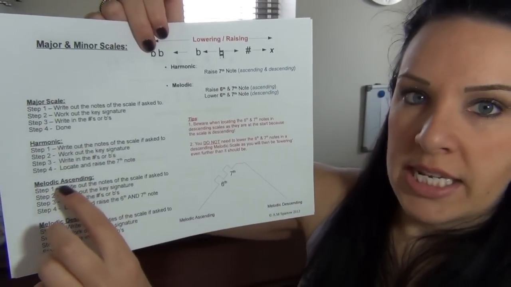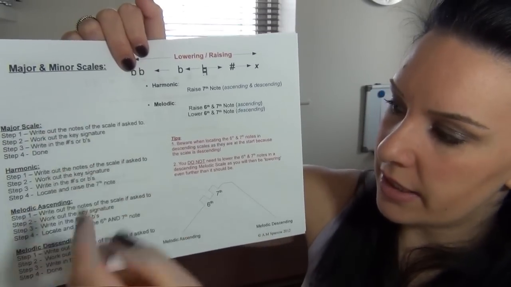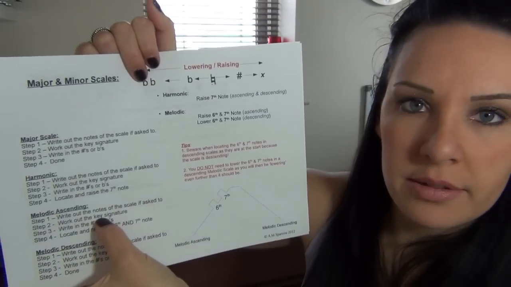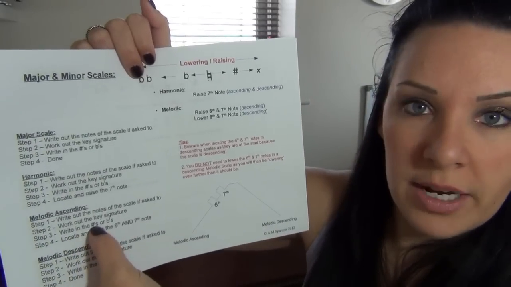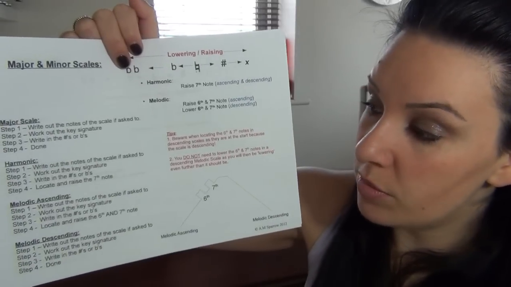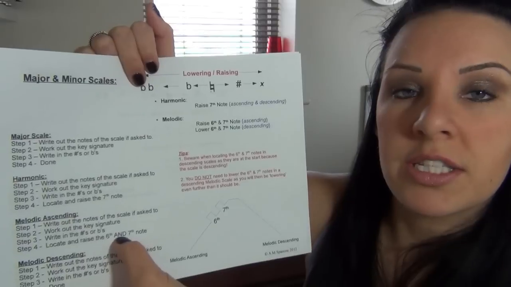Now, a melodic ascending: write out the notes of the scale if you're asked to, like in the other ones. Work out that key signature, nice and easy, like the other ones. Write in the sharps and flats. Then locate and raise the 6th and the 7th note.